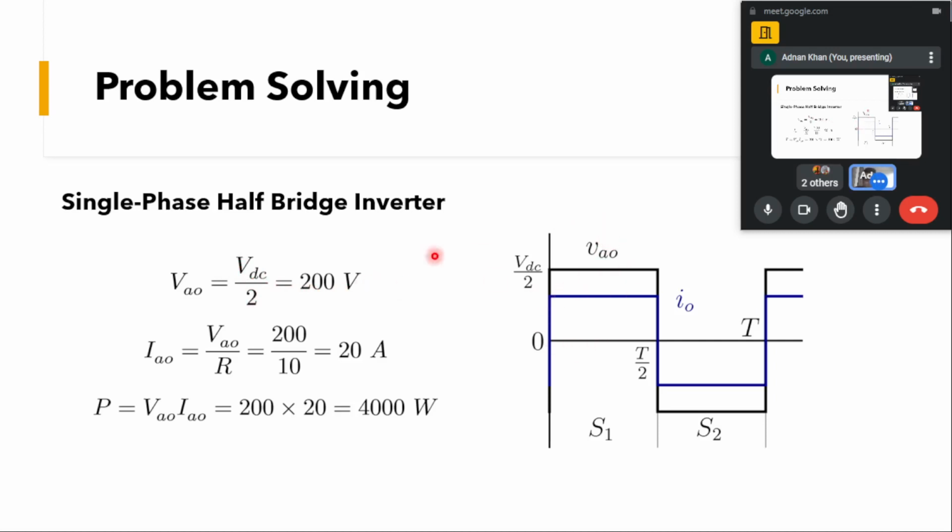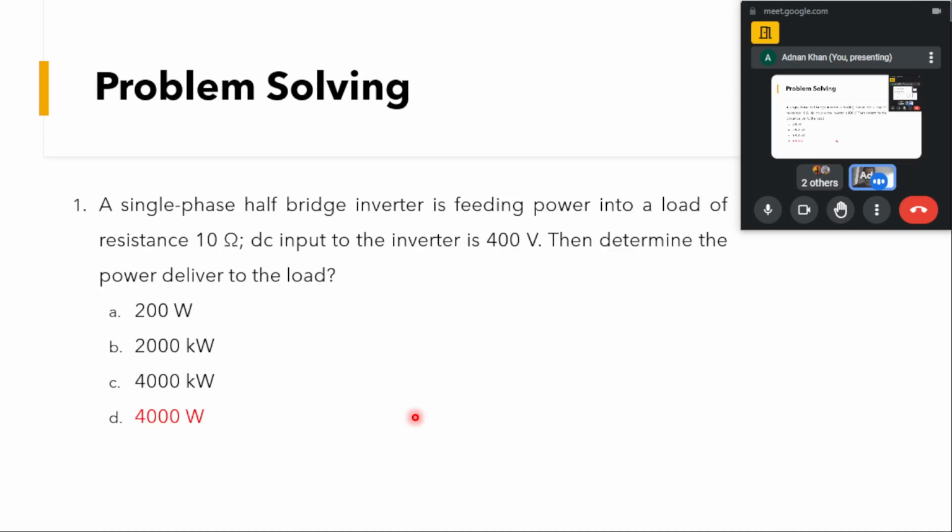Now we know VO peak, we can calculate the peak of this output current. That will be equal to simply this voltage divided by the resistance, which comes out to be 20 ampere. Now if we know voltage and current, we can calculate the power. That is V into I, simply 200 into 20, which comes out to be 4 kilowatt or 4000 watts. So you can see that option D is correct for the first question. It will be equal to 4000 watts.